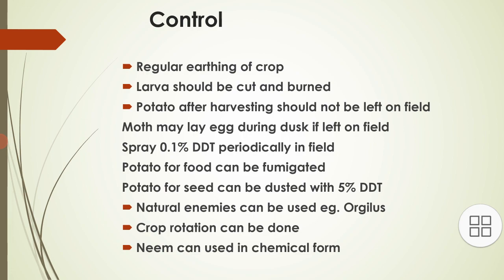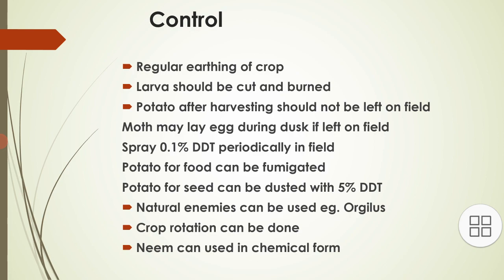Potato for food can be fumigated, that means heated at 60 degrees Celsius. Potato for seed can be dusted with 5% DDT. Potato for seed means those potatoes which we use for planting in field. Natural enemies can be used, for example Orgilus. Natural enemies are also known as predators.